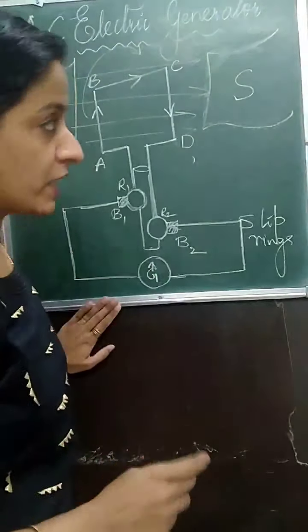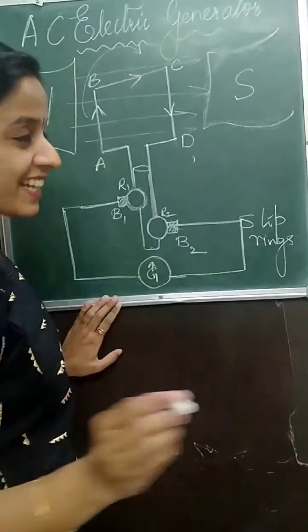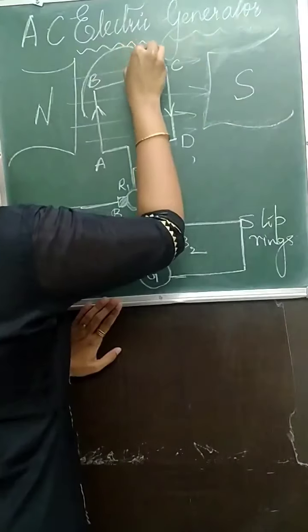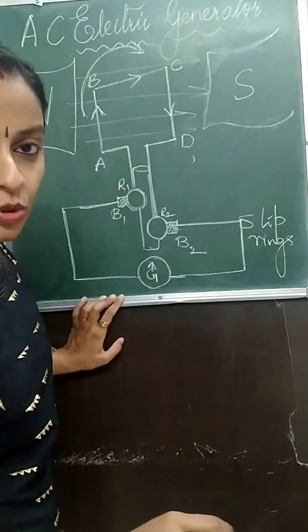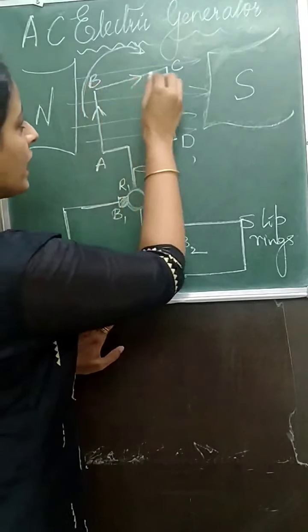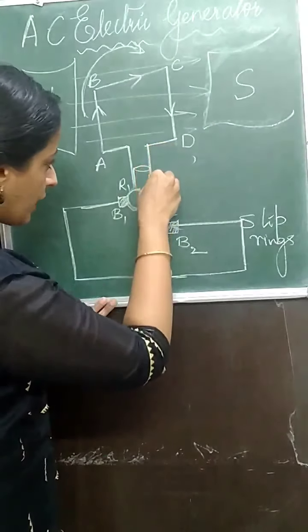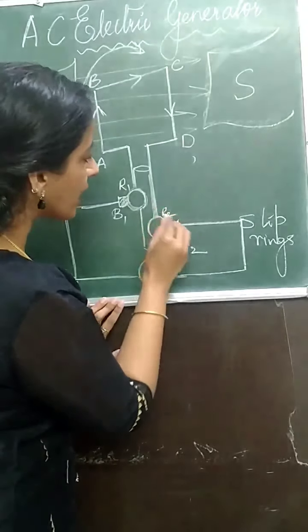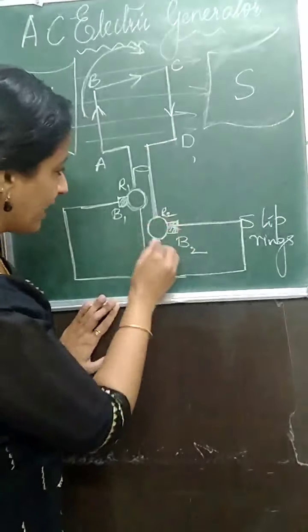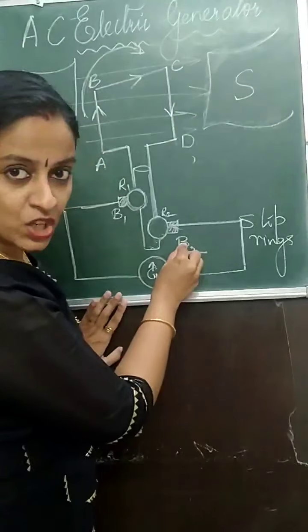Now the most important thing: from AB I have shown you the direction of electric current. This is the motion of the coil. Through the arrow I have shown the motion of the coil. So the current is moving from AB, then it will come to CD. From CD it will travel through the end of the coil. It will reach ring R2. From R2 it will reach B2.